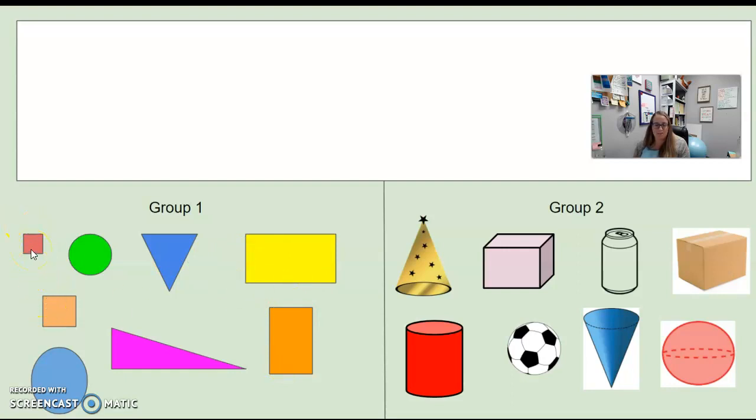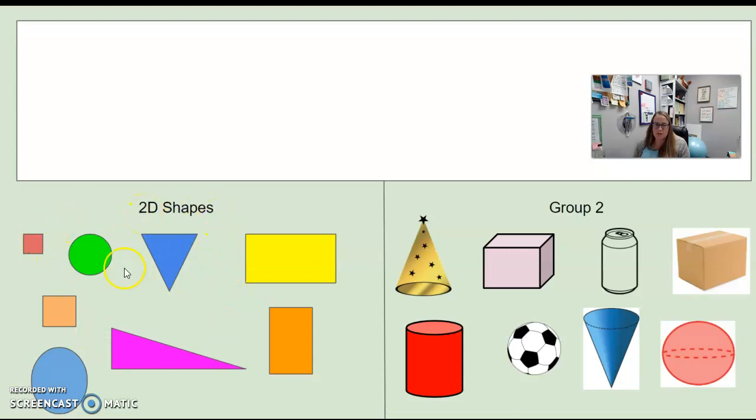Ooh, I like how somebody said, which is a special type of rectangle. You're right. And this is a circle and this is an oval. So what do all of those things have in common? That's right, they are all flat. And what do we call shapes that are flat, that do not stand up? That's right, we call them 2D shapes.